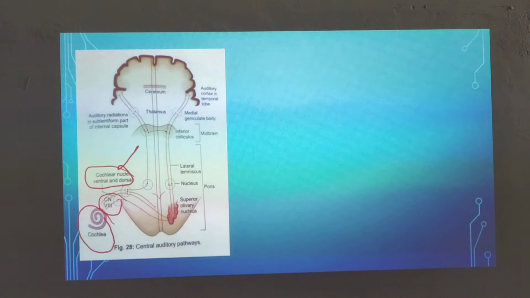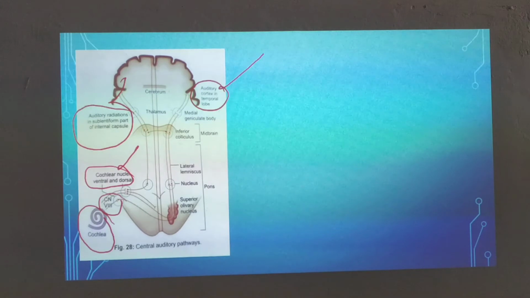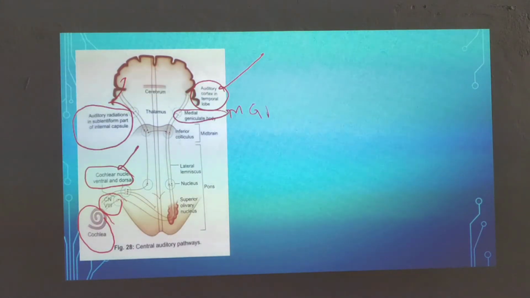So next, at the end, where is it reaching? The auditory radiations in the sublentiform part of the internal capsule. What is its final destination? The auditory cortex in the temporal lobe. Next, what is the intermediate thing you are getting? The medial geniculate body. Whereas the lateral geniculate body is related to ophthalmology, the medial geniculate body is related to ENT.